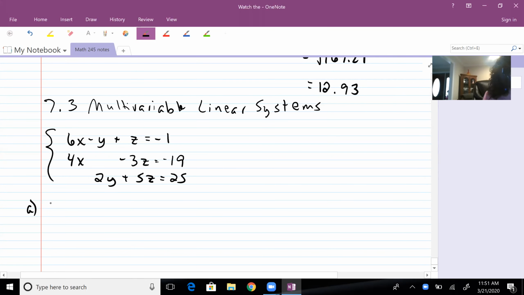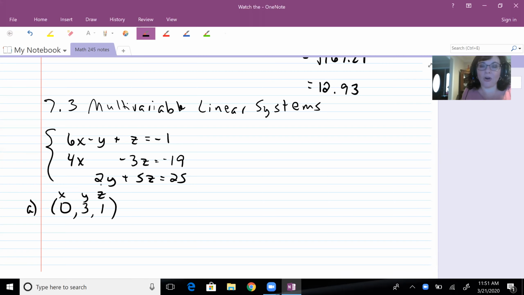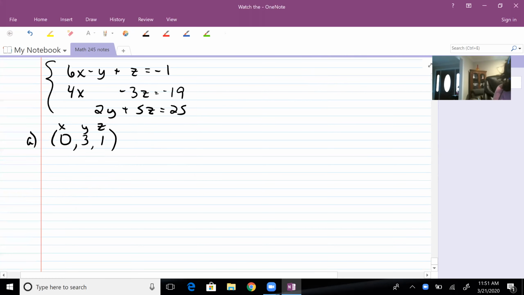In part A of this problem, we are going to be testing the ordered triple. So that means the first number is x, the second number is y, and the third number represents z in the equation. Now, if this ordered triple is a solution, it checks all three equations. If it does not check one of the equations, then it is not the solution to the equation. So here we go with our first equation. We're going to rewrite that.